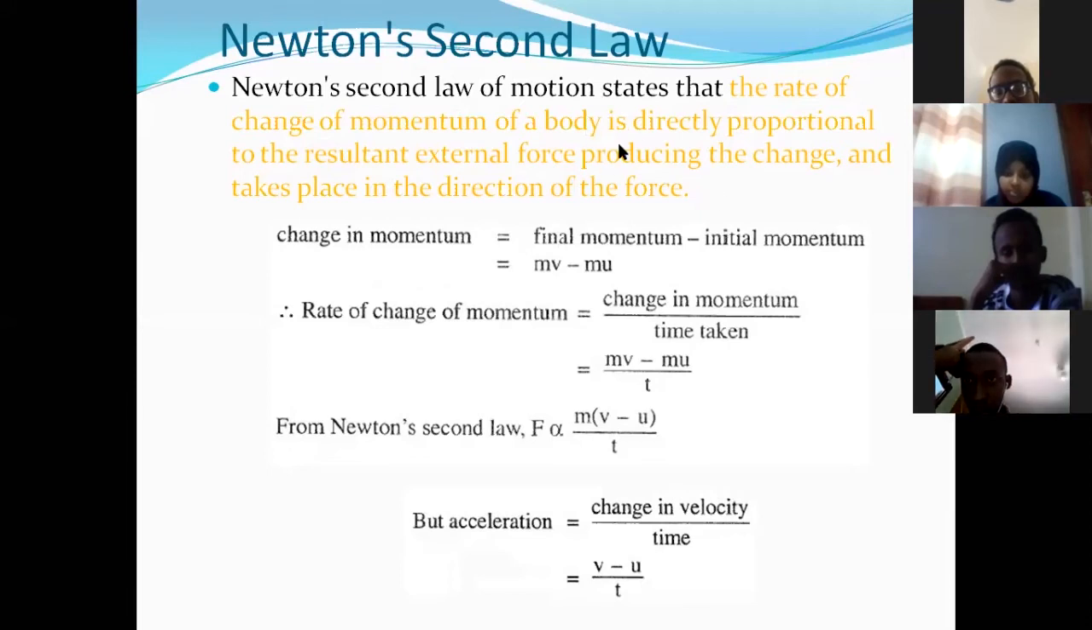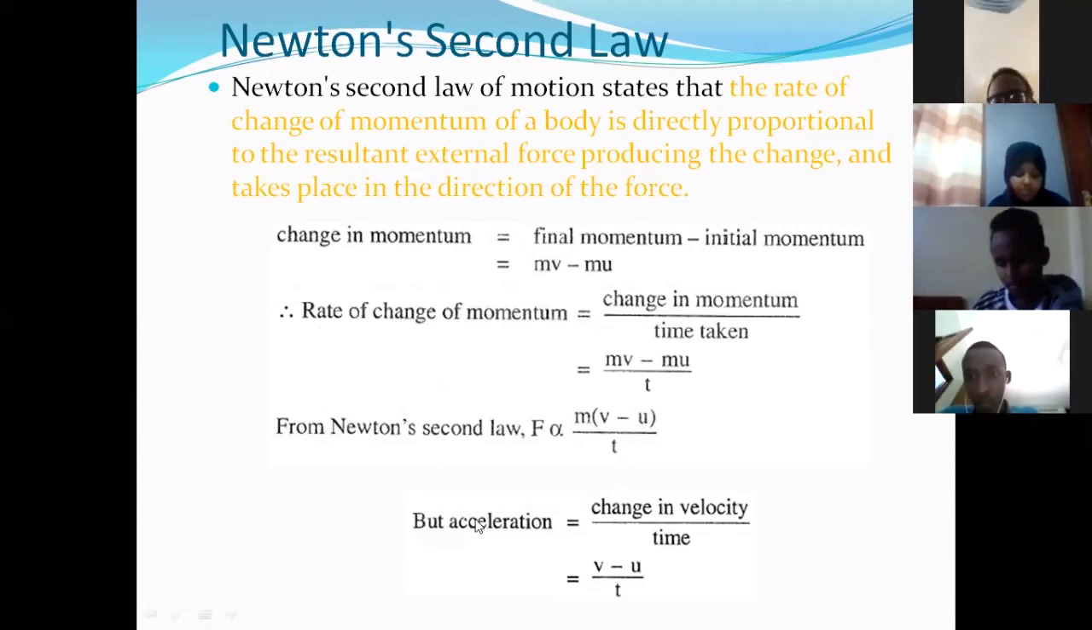You start by stating Newton's second law, that the rate of change of momentum is directly proportional to the resultant external force producing the change and takes place in the direction of the force. Then you define change in momentum, mv minus mu, and rate of change of momentum. Whenever you come across the term rate, it means divide by time. So mv minus mu over t.